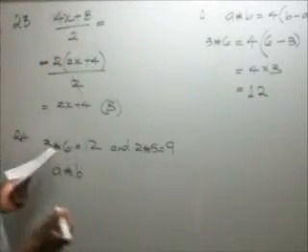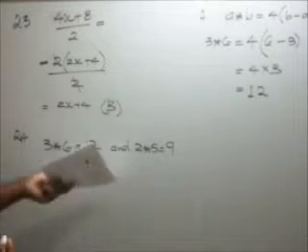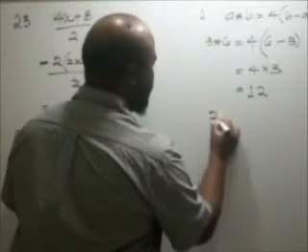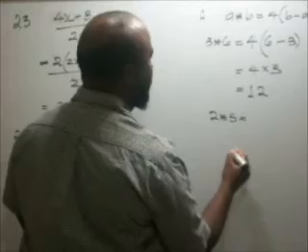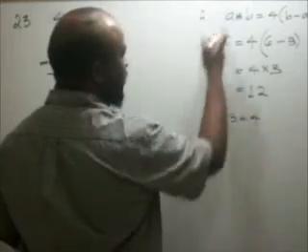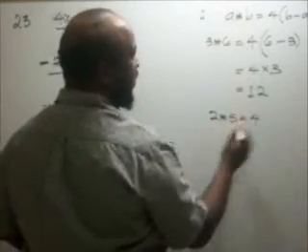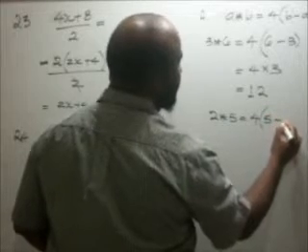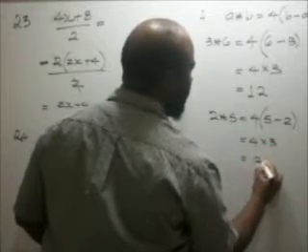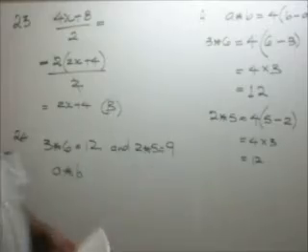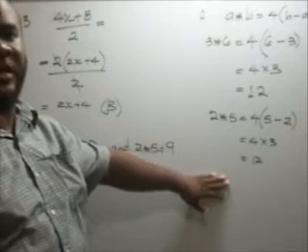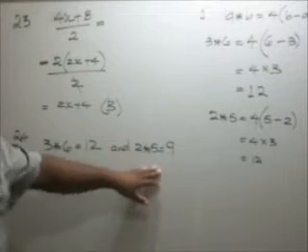So it works for 3 star 6. It is equal to 12, so it worked for the first one. Let's see if it works for the second one. 2 star 5 is equal to, again, 4 times, wherever you see A you put 2, and wherever you see B you put 5. So that's 5 minus 2, which is 3, so 4 times 3 is equal to 12. So this definition works for the first one, but it did not work for the second one.